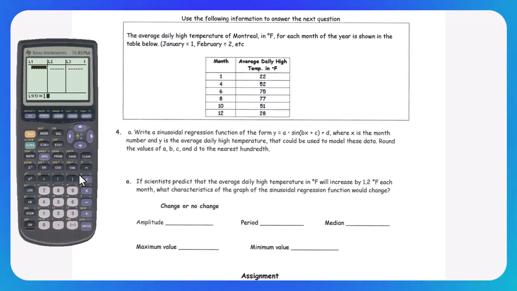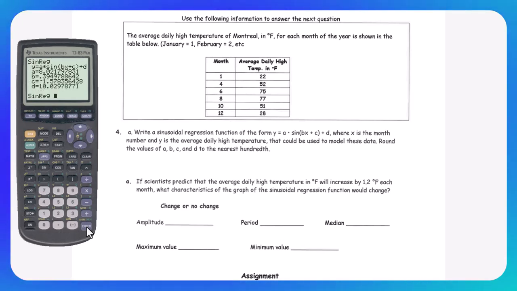So we're going to put in 1, enter 4, 6, 8, 10, and 12. Arrow over brings you back to the top. 22, 52, 75, 77, 51, and 28. Now that we have those in there, we're going to hit Stat, arrow over for Calc, up, and Enter.